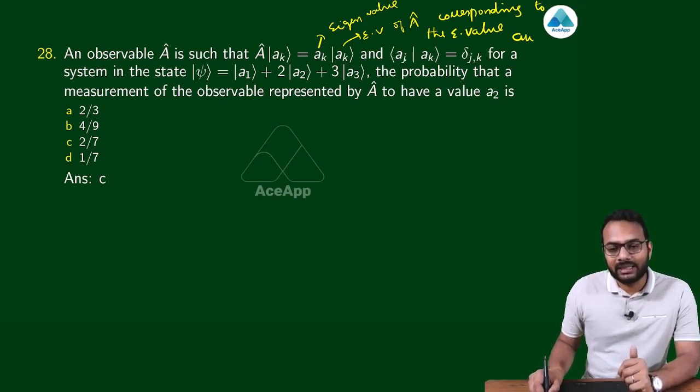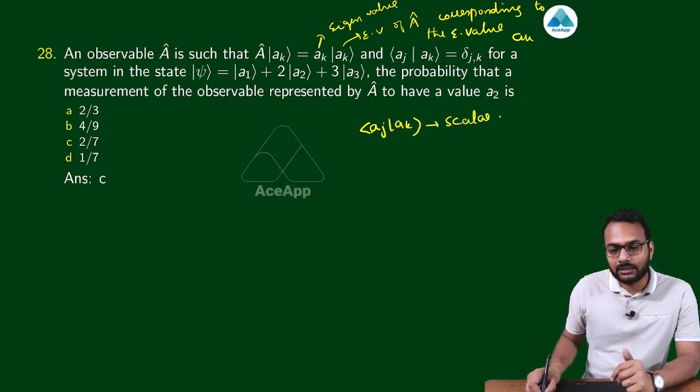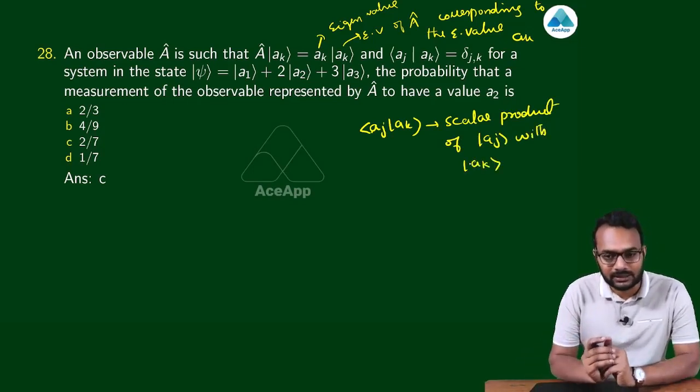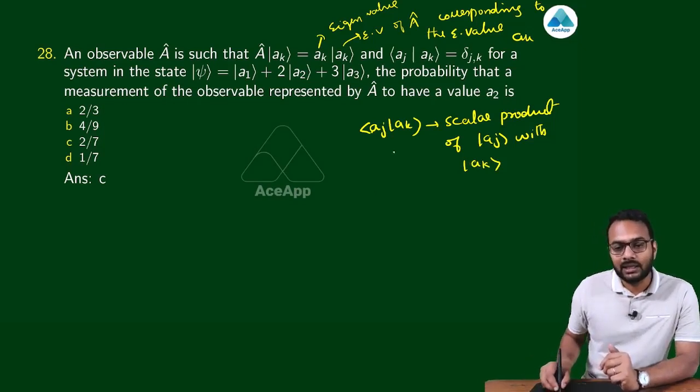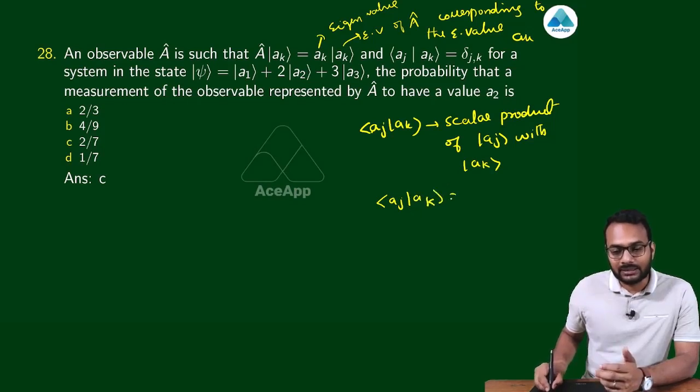Now, the bracket of a_j with a_k means the scalar product of vector a_j with vector a_k. These are Hilbert space vectors. Delta jk means that these are orthonormal states. That is, a_j with a_k is equal to 1 if j is equal to k, and equal to 0 if j is not equal to k.